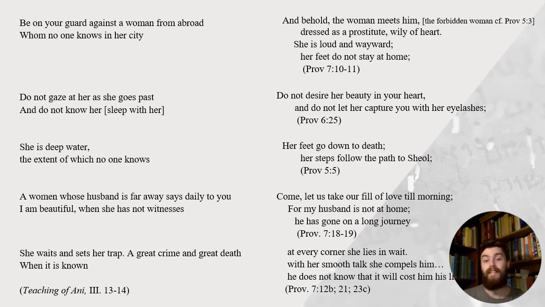It says that she waits and lies in wait, like a predator, very much like setting a trap in the teaching of Ani. And it goes on, with her smooth talk she compels him. He does not know that it will cost him his life. So the idea of death being associated with this woman. So I think those parallels are fascinating.